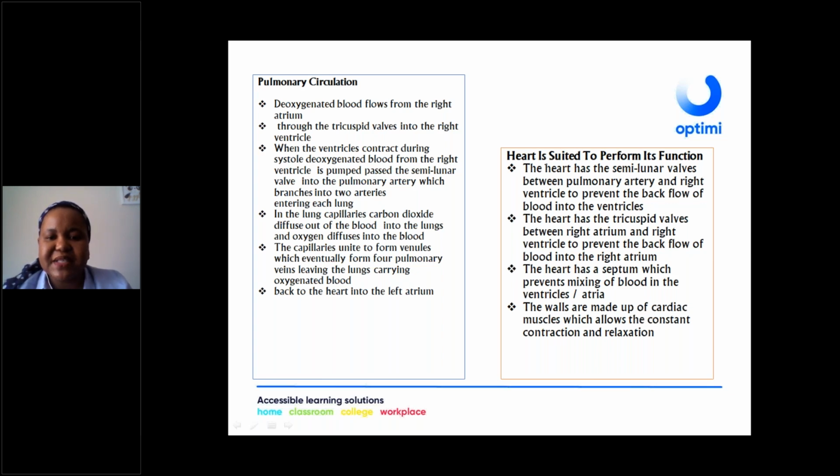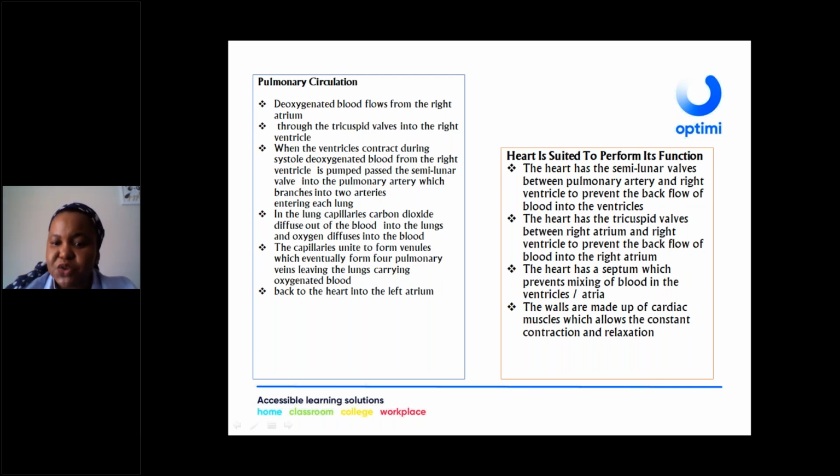Why or how is the heart suited to perform its function? The heart has the semilunar valves between the ventricle and the pulmonary artery. The semilunar valve closes to prevent blood from going back into the ventricles. So the fact that it's got semilunar valves makes it perfect to perform its function, because we know blood is not going to flow back. The semilunar valves will close as soon as the blood leaves the ventricles.